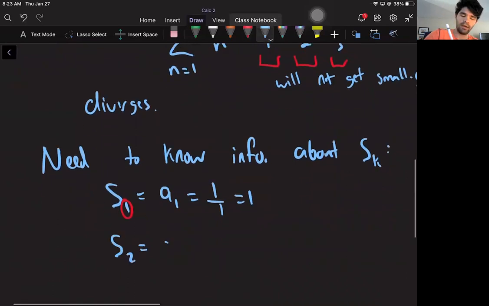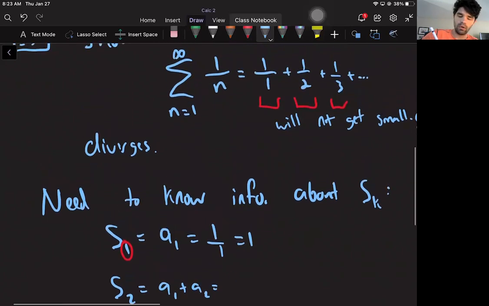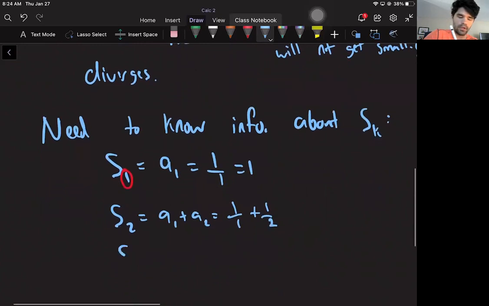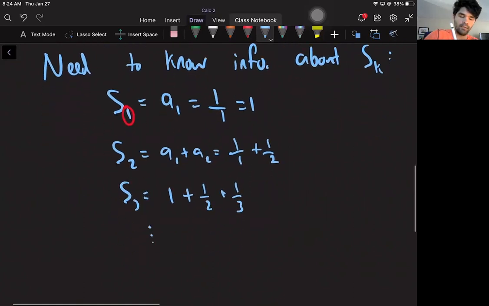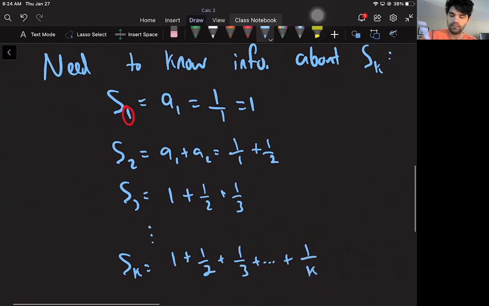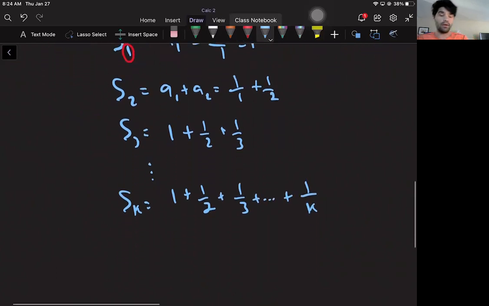S2 means add up to A2, which in this case would be 1 over 1 plus 1 over 2. So S3, so now you can sort of see the pattern, would be 1 plus 1 over 2 plus 1 over 3. And so SK would be 1 plus 1 over 2 plus 1 over 3, all the way up until you get to K, 1 over K. Now this is actually not helpful yet.